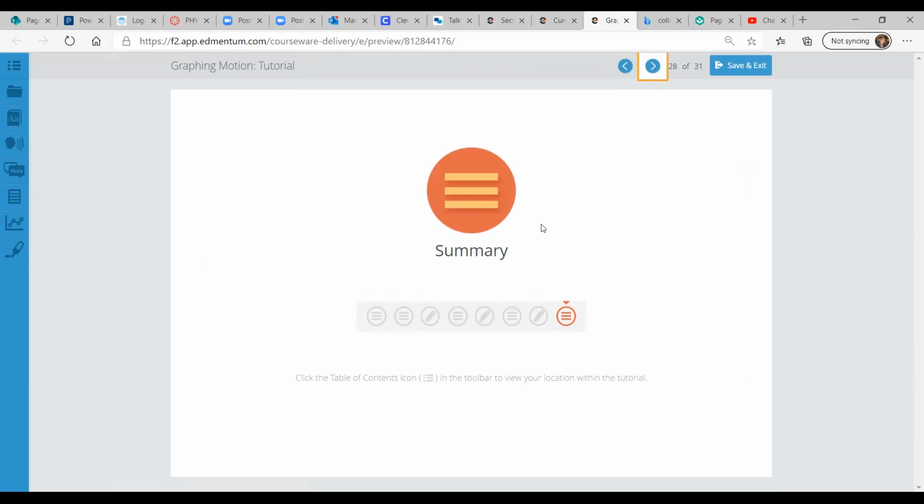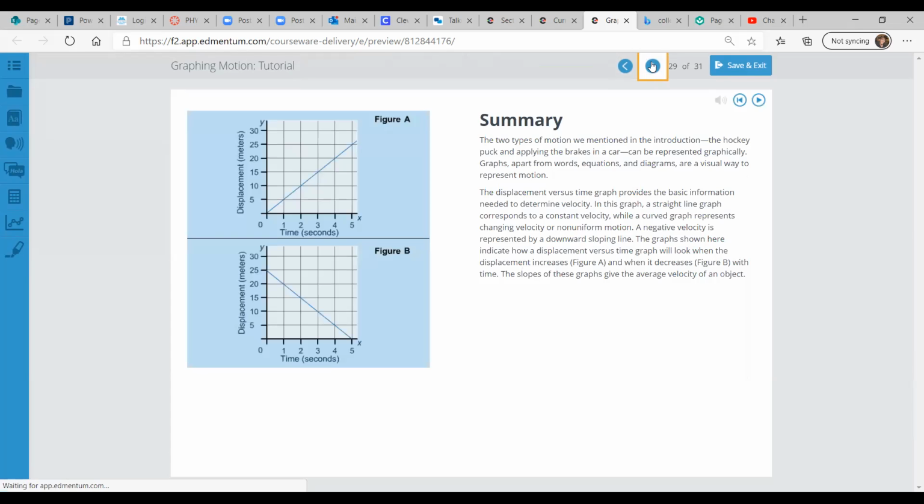So be careful. Remember what each graph is trying to tell you and what information you can pull from the graph. There are two types of motion that we described earlier, the hockey puck and the brakes in the car. So that one would be hockey, and that one would be the car braking.